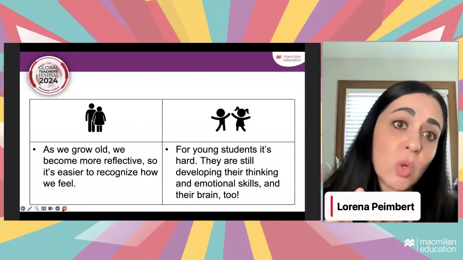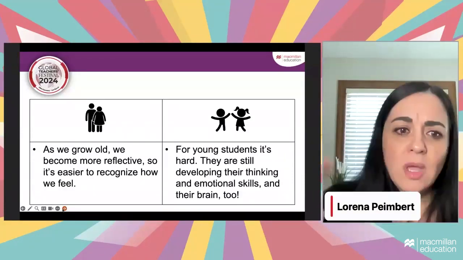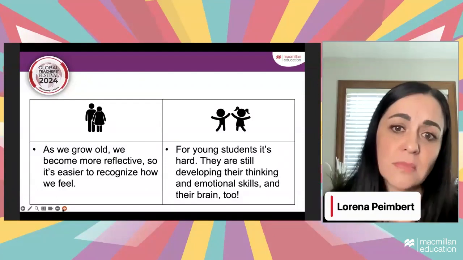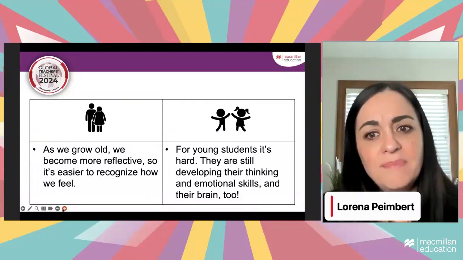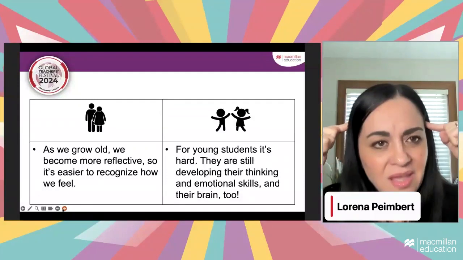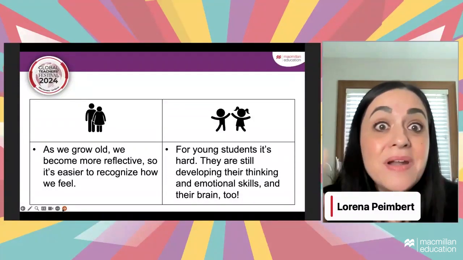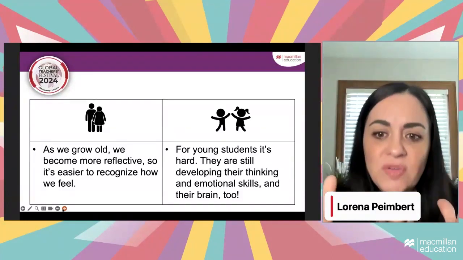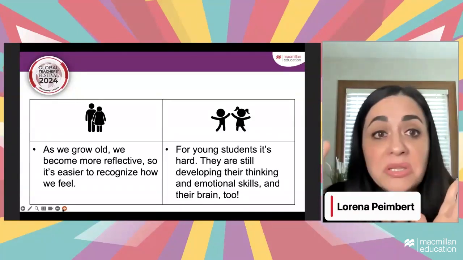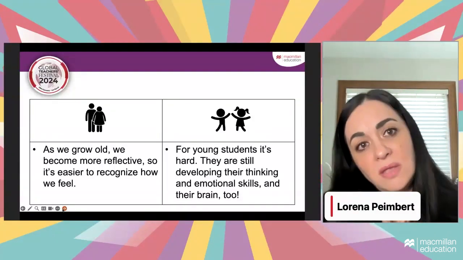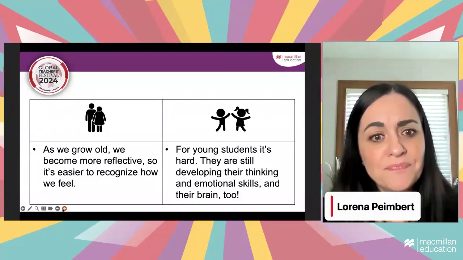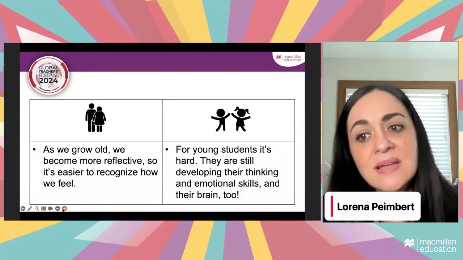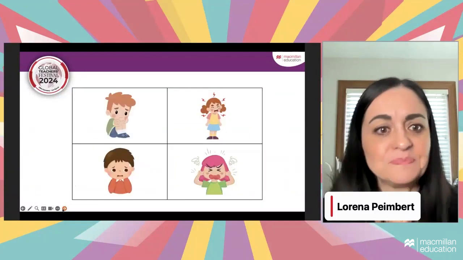Okay. So as adults, as we grow old, we become more reflective and it's easier to recognize how we feel, no? But for young students, it's hard because they are still developing their thinking and their emotional skills, and their brain too. The brain is going to finish developing in terms of social and emotional skills until they're like 24 years old. So imagine if we want our young students to know how to do this by themselves, we need to teach them. That's why these are skills that we need to develop, okay?